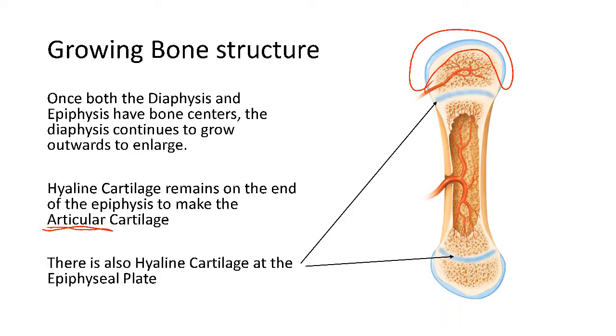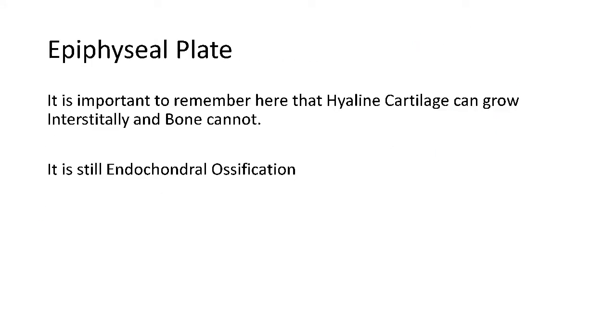But there's also hyaline cartilage through your childhood that is maintained at the epiphyseal plate, also known as the growth plate. That's cartilage because cartilage grows interstitially and bone cannot. So this growth plate is how bones are actually going to get longer. And this will be maintained throughout your entire childhood until your teen years when you stop growing. And I mentioned here that the hyaline cartilage grows interstitially and bone cannot, but it's still part of endochondral ossification because hyaline cartilage is involved, right?